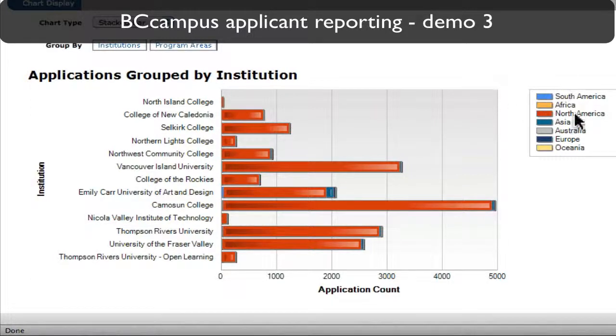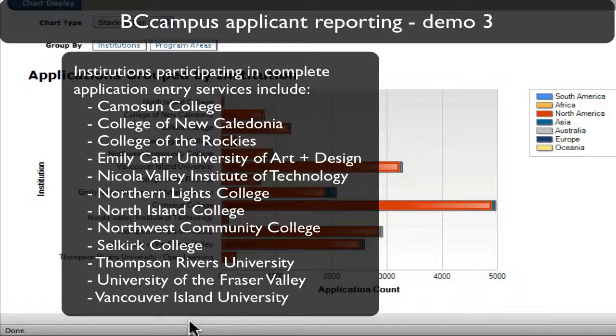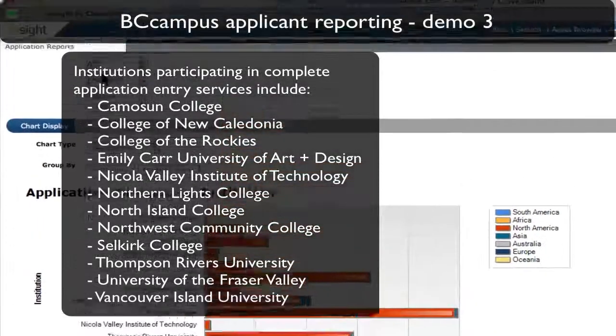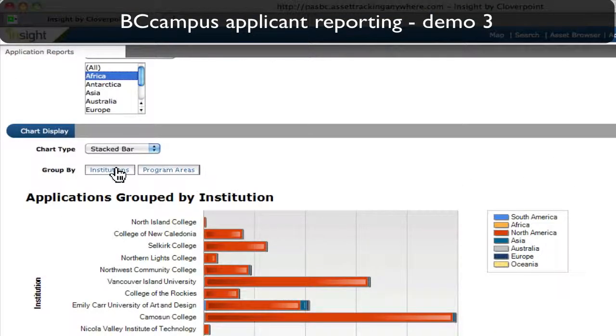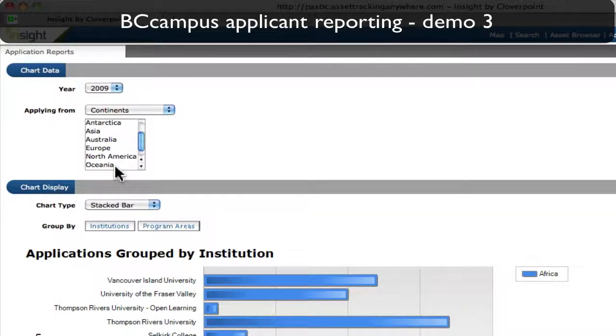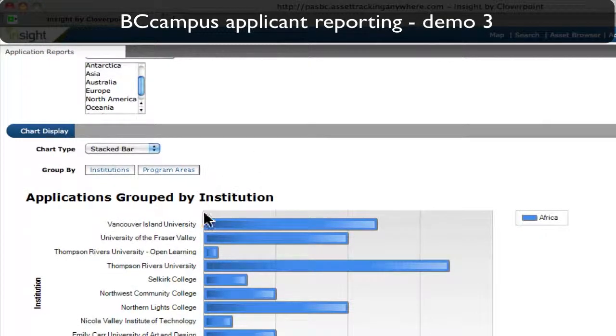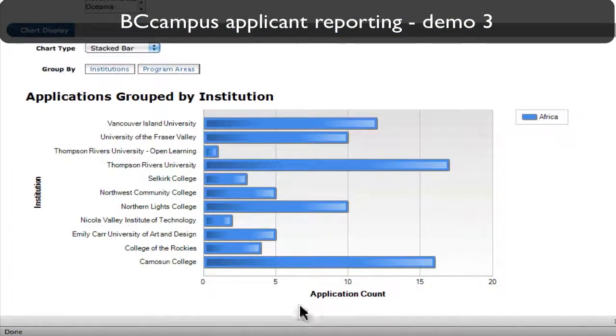So we can see here all the different continents, and probably to nobody in BC's surprise, most of the applications to these institutions are originating from within North America. Next we could look and see what the applications look like from Africa, and we can see there weren't very many. They were distributed across all these institutions.